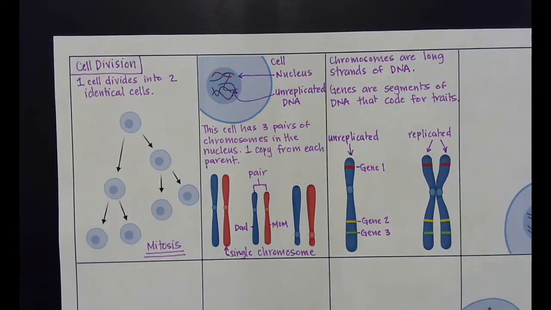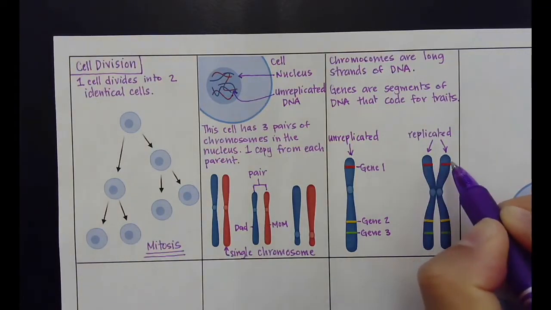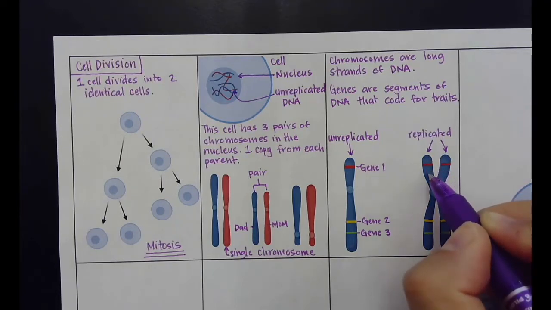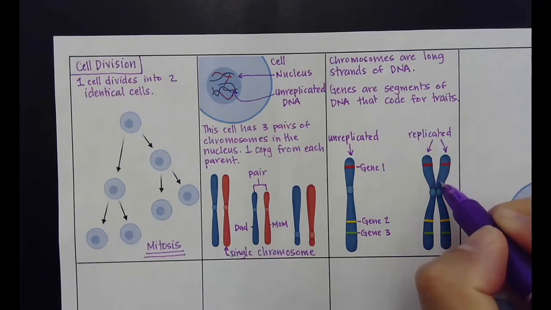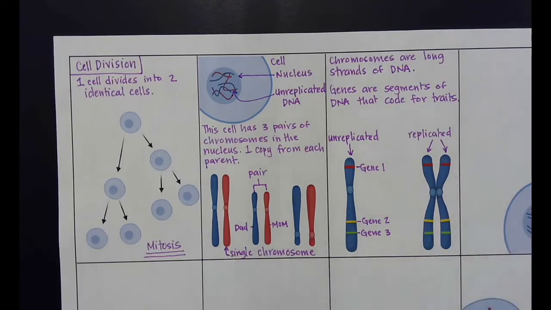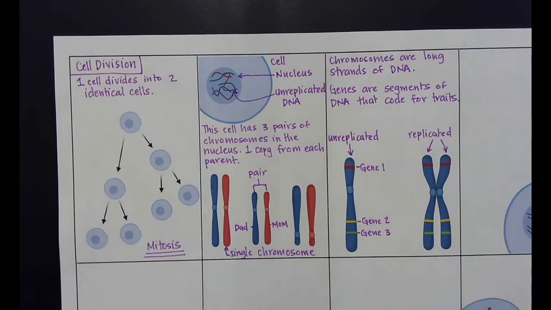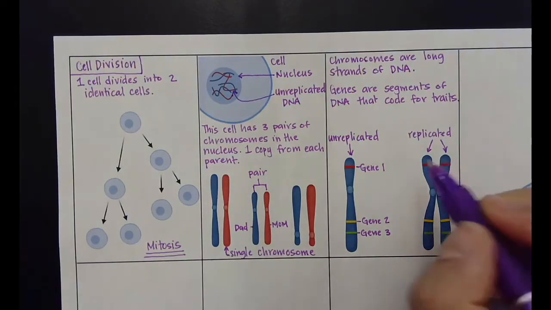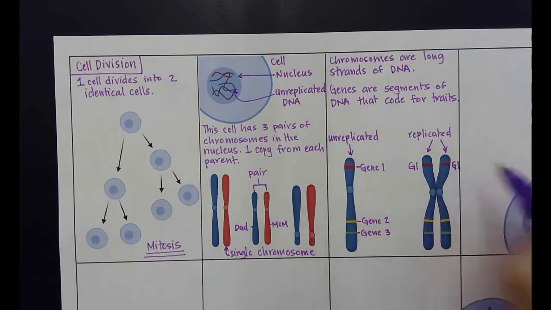And when a chromosome replicates, you end up with this traditional X shape. And what you have is you have identical chromosomes. So you've got one version here with genes 1, 2, and 3, and then the same exact chromosome here, replicated perfectly, genes 1, 2, and 3. And gene 1, whether it's on this one or on this one, it's going to code for the exact same trait because it's the same version of the gene. This is gene 1, and it's identical to this gene 1.